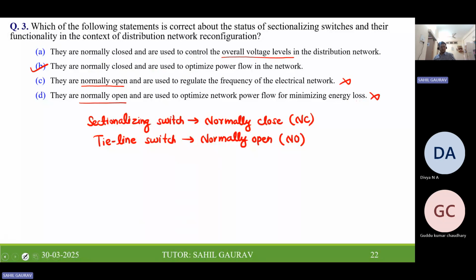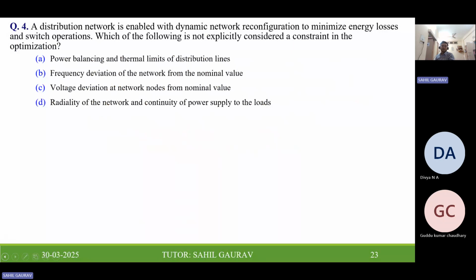Now let us come to the fourth problem. A distribution network is enabled with dynamic network reconfiguration to minimize energy losses and switch operations. Which of the following is not explicitly considered a constraint in the optimization? The options are: A, power balancing and thermal limits of distribution lines; B, frequency deviation of the network from the nominal value; C, voltage deviation at network nodes from the nominal value; and D, the last option, redundancy of the network and continuity of power supply to the loads.